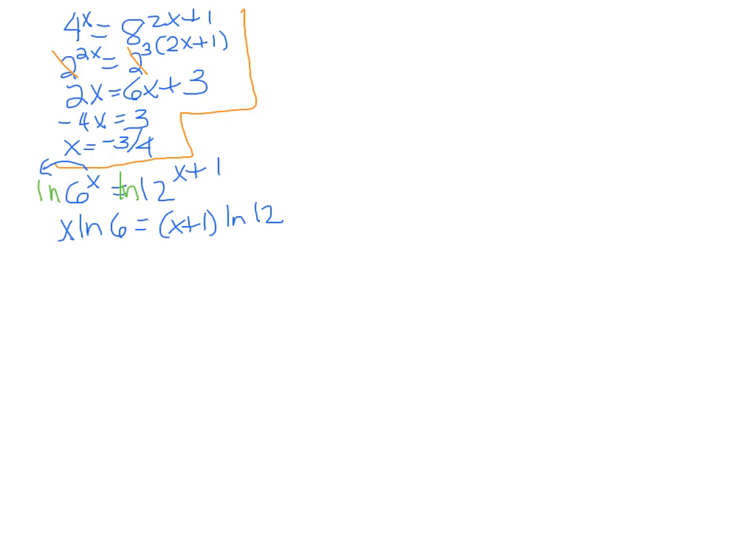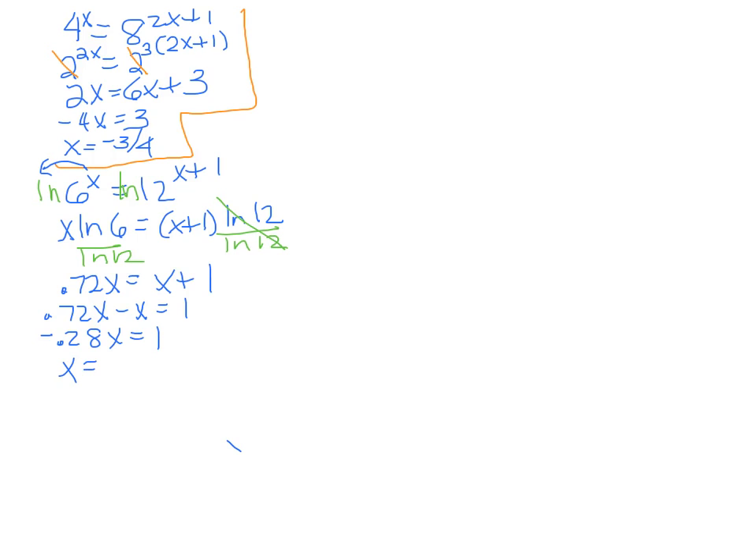So remember, ln of 6 and ln of 12 are just numbers. So what I'm going to do is take those two decimal numbers and put them together so I don't have decimals everywhere. So if you do it on your calculator, ln of 6 over ln of 12 is about 0.72. That's going to now equal x plus 1. So I have 0.72x minus x equals 1. So that's going to be negative 0.28x equals 1.